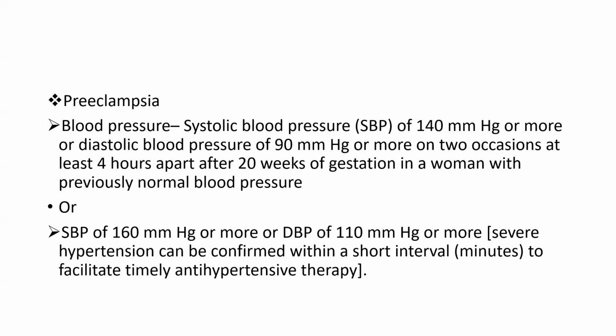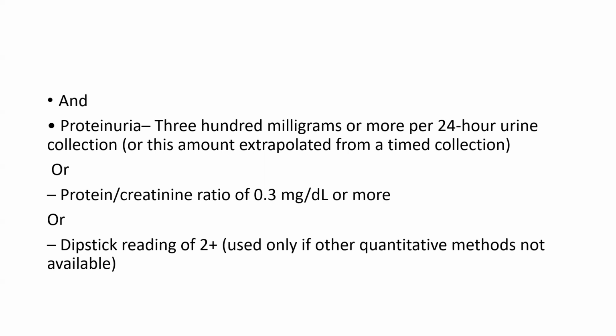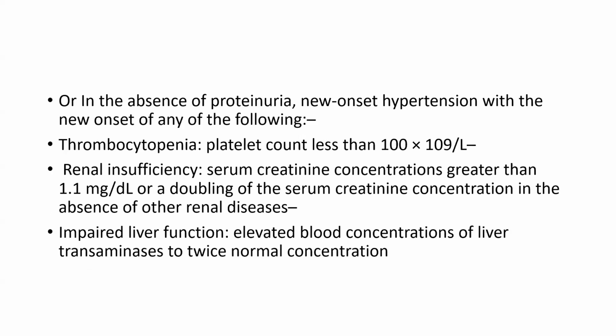Now, preeclampsia is defined as systolic blood pressure of 140 mmHg or more, and diastolic blood pressure of 90 mmHg or more, on two occasions at least 4 hours apart after 20 weeks of gestation in a woman with previously normal blood pressure, or systolic blood pressure of 160 mmHg or more, or diastolic blood pressure of 110 mmHg or more, to facilitate timely antihypertensive therapy. And proteinuria, that is 300 mg or more per 24-hour urine collection, or protein creatinine ratio of 0.3 mg per dl or more, or dipstick reading of 2 plus.